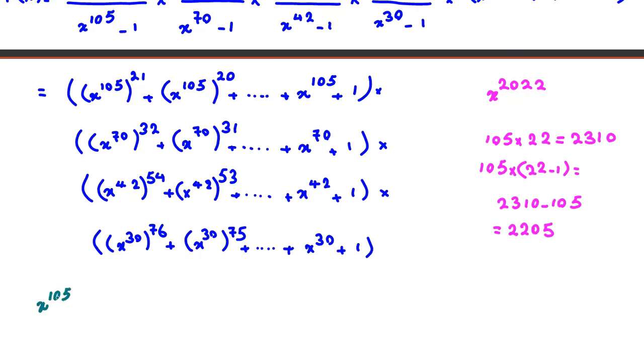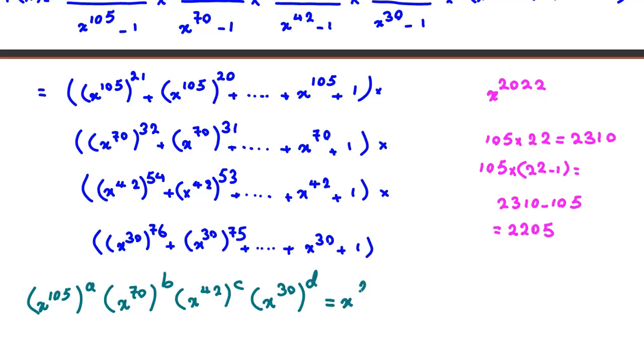x to the 105 to the power of a times x to the 70 to the power of b. We want to select some of them to reach 2022: x to the 42 to the power of c times x to the 30 to the power of d equals x to the 2022. We want to find a, b, c, d. a, b, c, d are at least 0, and we don't need to say they are at most one, because we know the greatest power is greater than 2022, so we can select any power here.